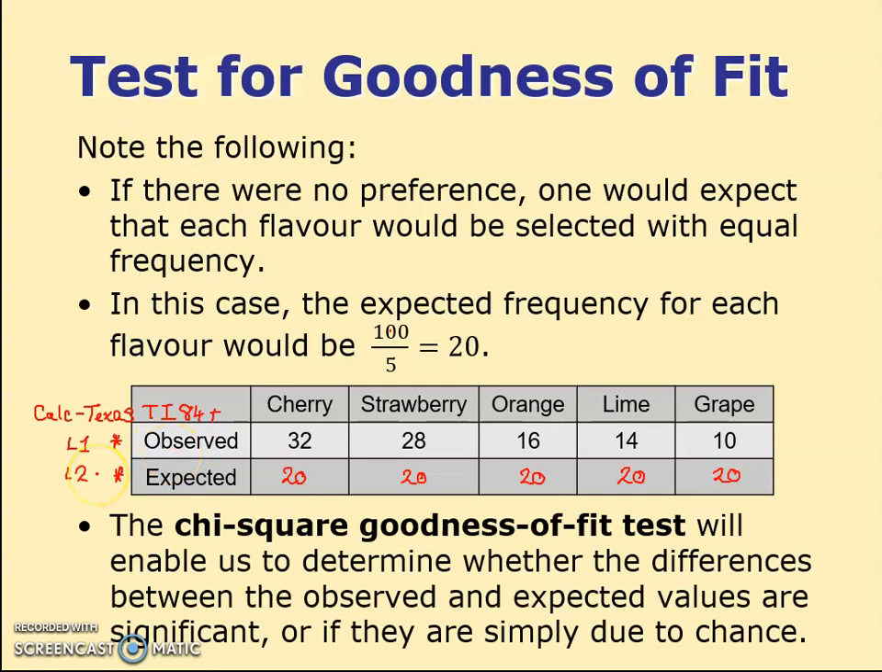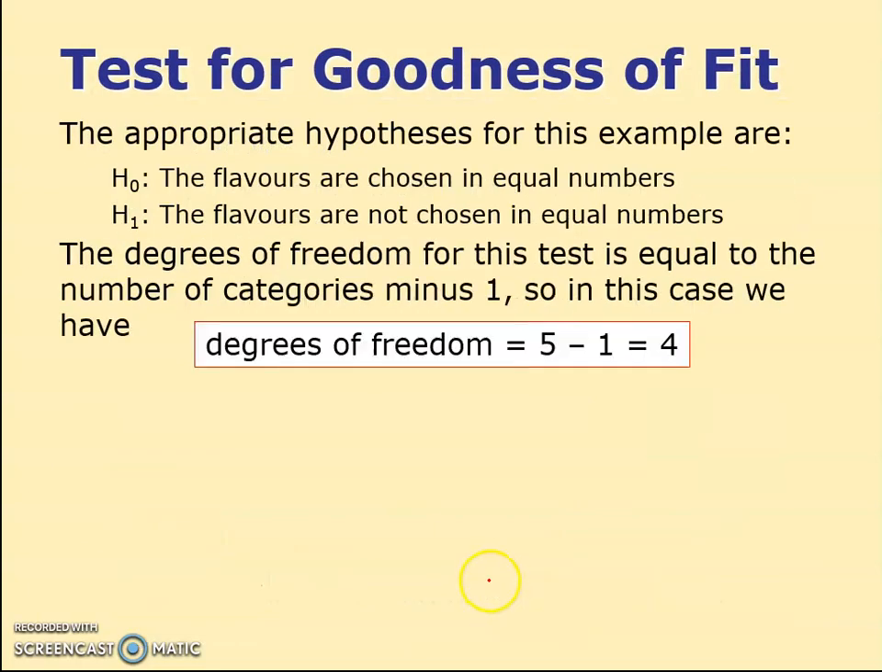So the chi-squared goodness of fit test looks at the differences between these two numbers effectively. It expected to get 20, got 32, and it works out whether the differences between these values are big enough to say, you know what, this is wrong. They aren't equally likely. Or if they're close enough to say, we haven't got any evidence to say one way or the other. So this is what we do. Our initial assumption, our null hypothesis, is that the flavors are chosen in equal numbers. And of course, our alternative hypothesis is that the flavors are not chosen in equal numbers.